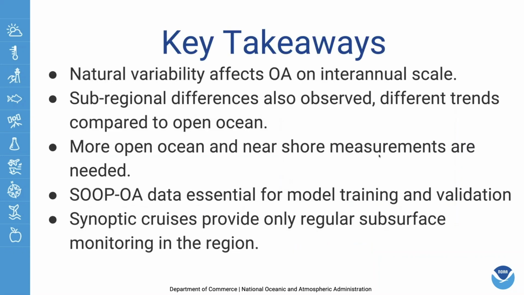So with this in mind, what are our key takeaways? The natural variability in the region plays a role on an interannual scale. Different water masses are going to change the carbonate chemistry. We also have observed sub-regional differences and also differences between these subregions and the nearby coastal areas. With this in mind, we need more open ocean and more nearshore measurements so that we can connect the end members correctly to characterize OA in the region.